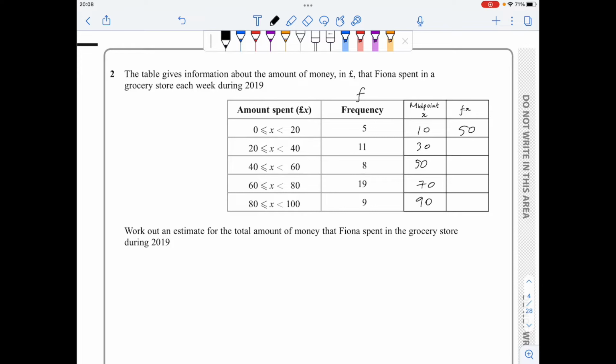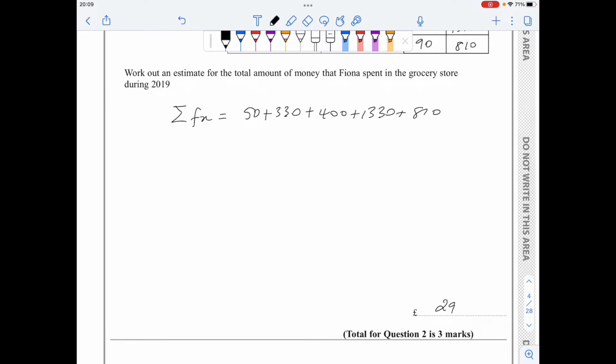So I've got 50, 330, 400, 1330, and 810. Now note, I need an estimate for the total amount of money. So I need an estimate for sigma fx. Sigma stands for the sum of, and sigma fx is the sum of this column. So 50 plus 330 plus 400 plus 1330 plus 810, and my answer is 2920.